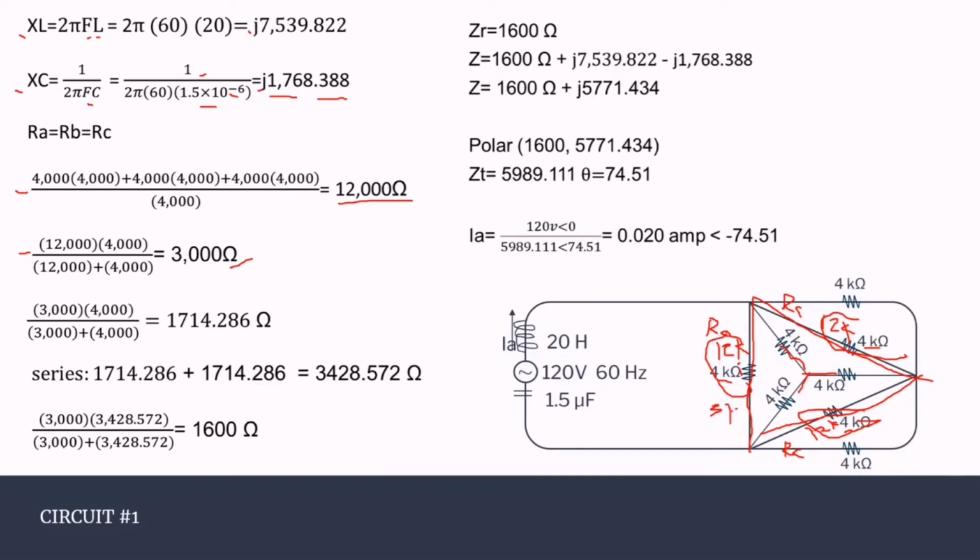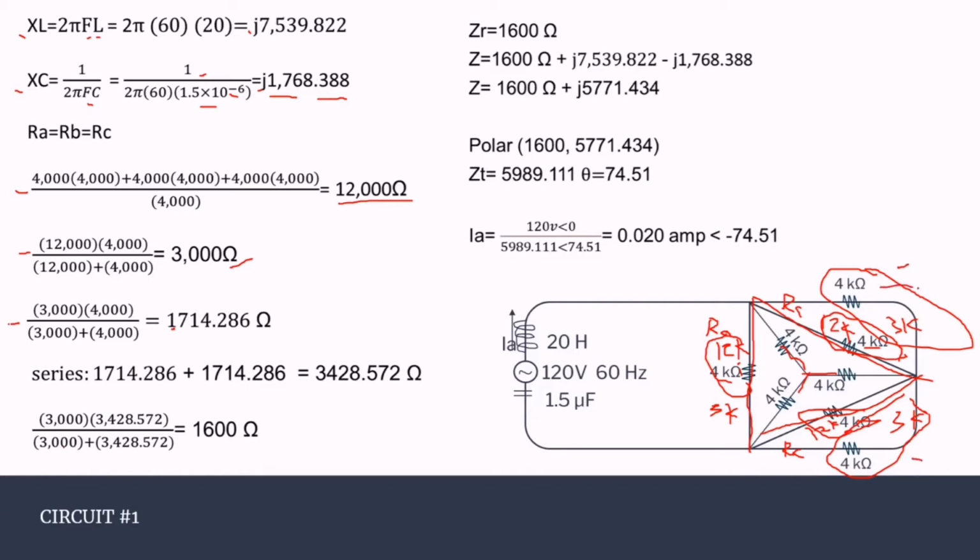3K, 3K, and 3K. Since 3K is still parallel to 4K, we're going to use this parallel formula. So 3K times 4K over 3K plus 4K is equal to 1,714.286 ohms. So that will be the new value in each side.